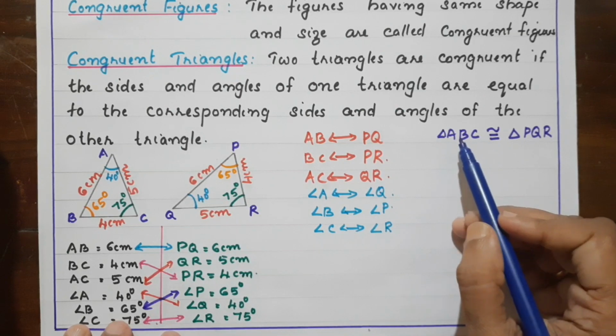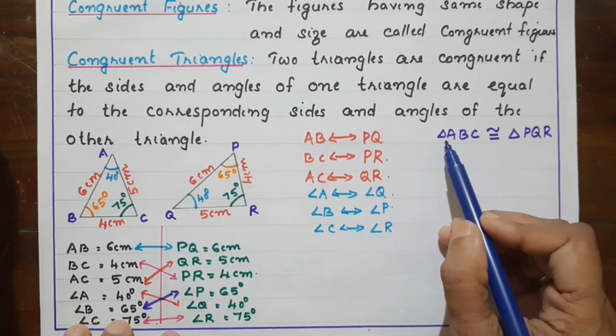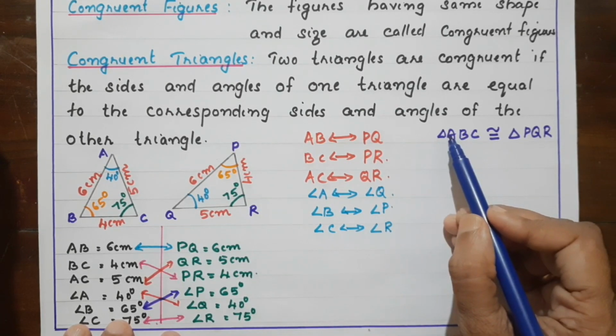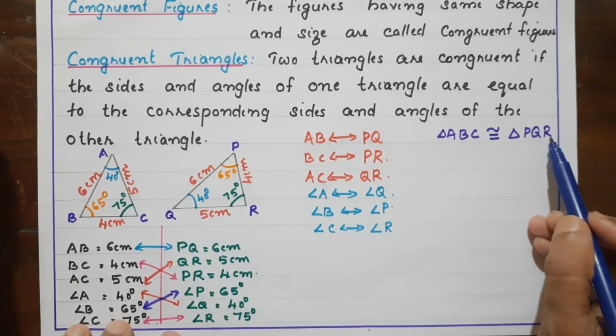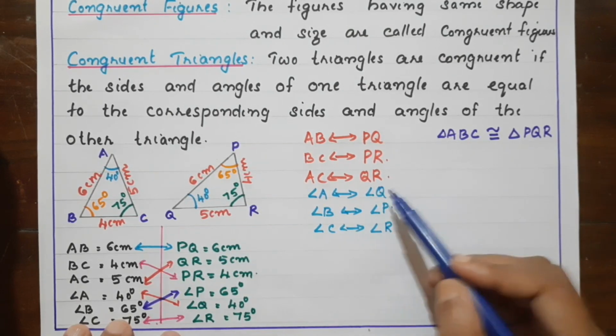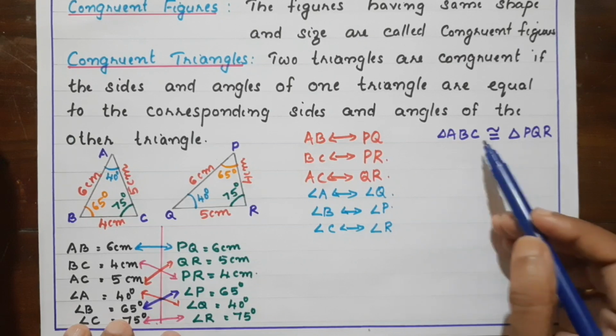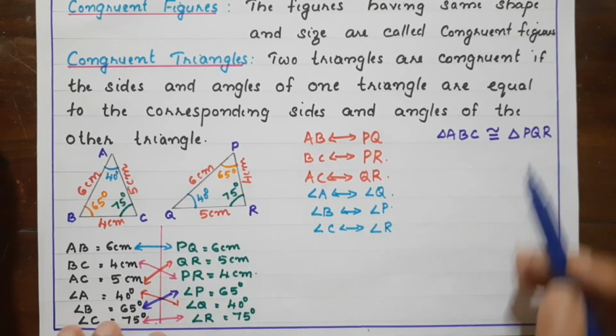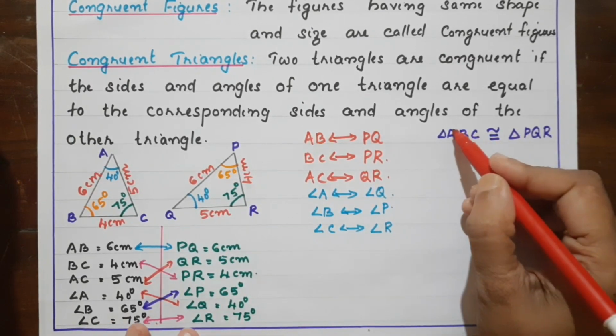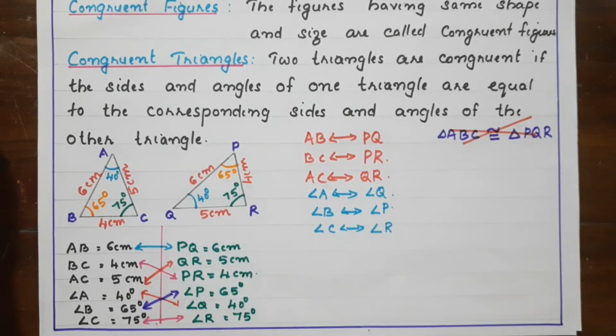So if we are writing the first triangle name in this order, here also we have to write the corresponding angles order or corresponding sides order. So this symbol is wrong. This is wrong.